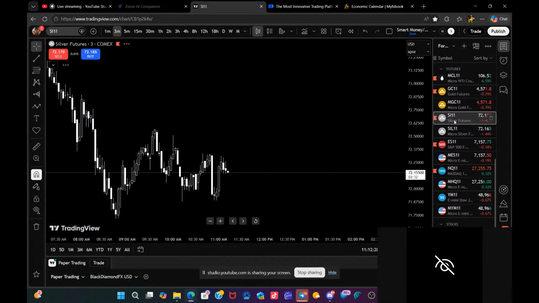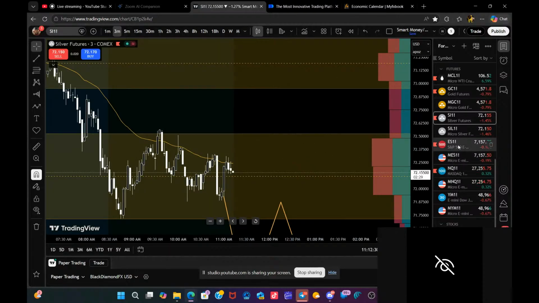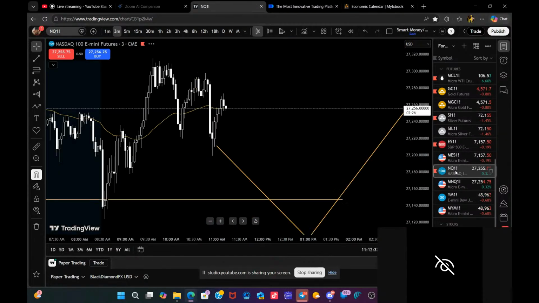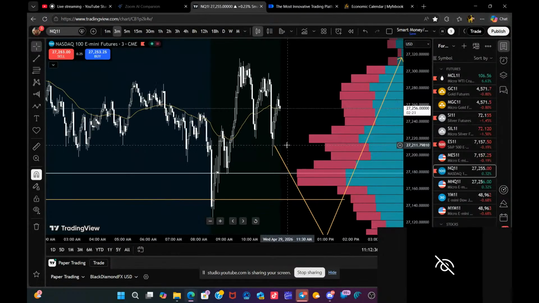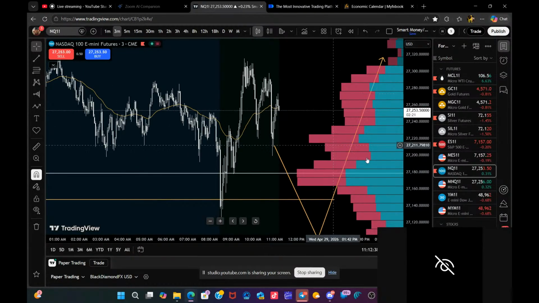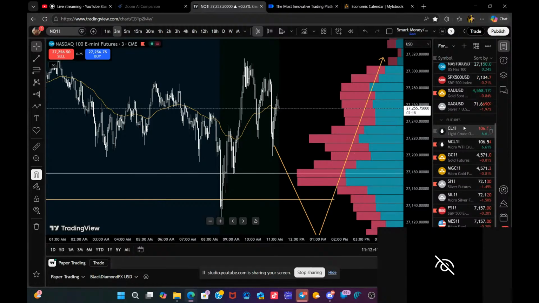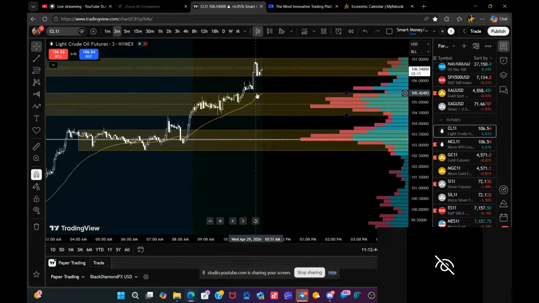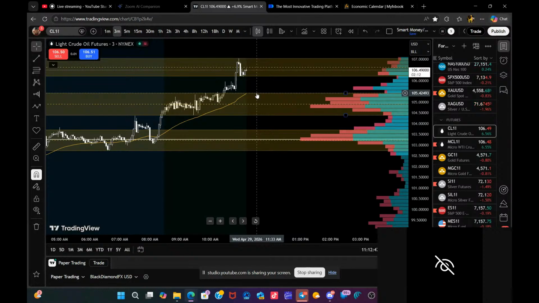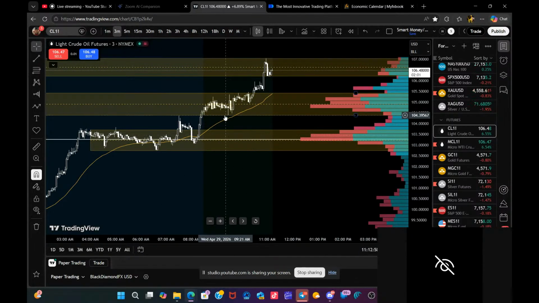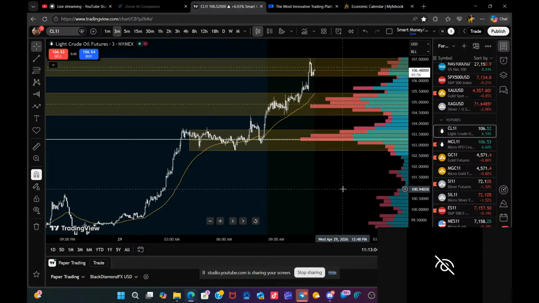All right. Silver, playing around. NQ. NQ looks like it's trying to make its way down. Crude looks like it's still going up. Let's see what Crude is gonna do. But do you guys see this? You guys see how those HVNs create those, not create them, but it shows you where those good institutional supply and demand zones are at.